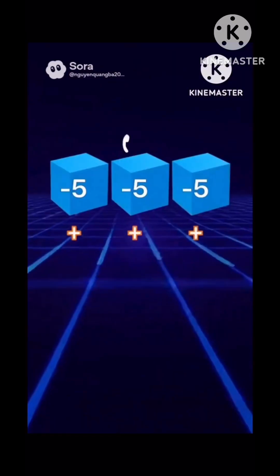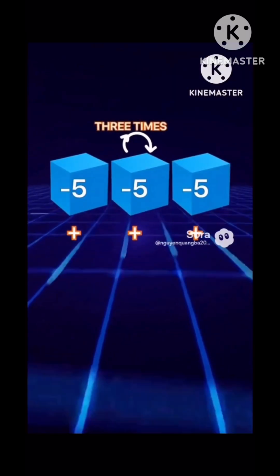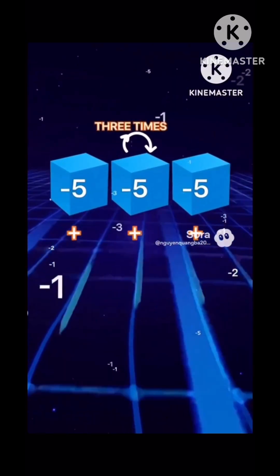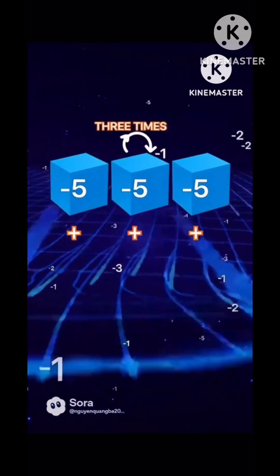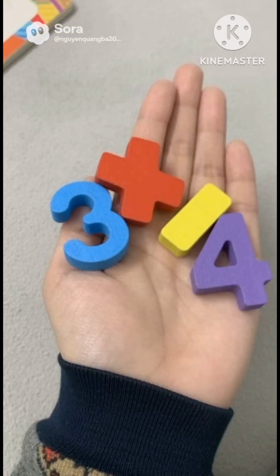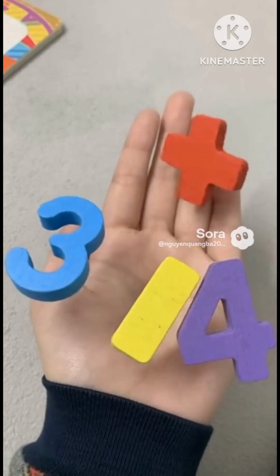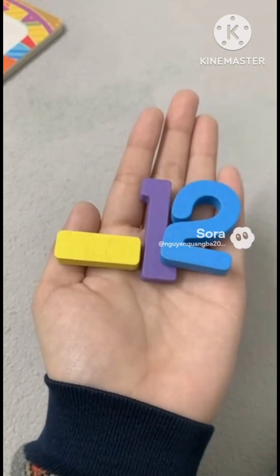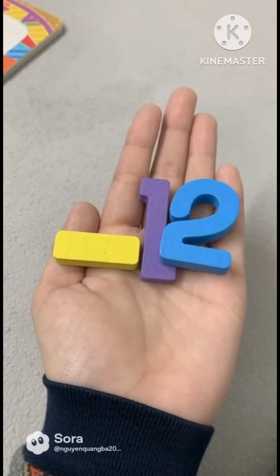How can you add 3 times negative 5? Think of multiplication as repeated addition. Negative 5 added 3 times is negative 5 plus negative 5 plus negative 5. Stack them together. 3 times negative 4. 1 shake, 2 shakes, 3 shakes. Mix it up. And that gives us negative 12.